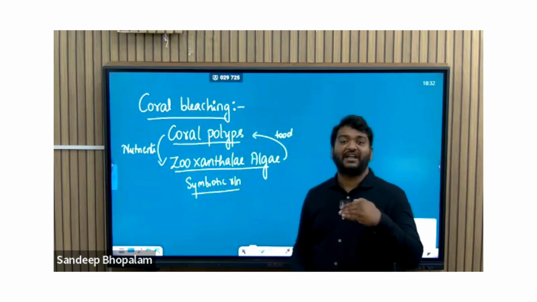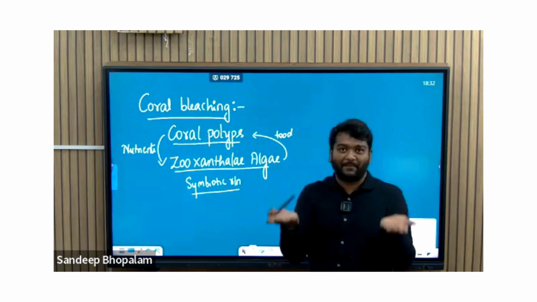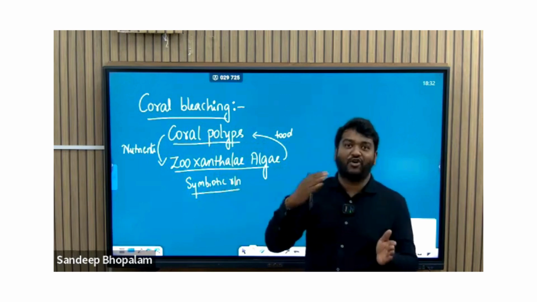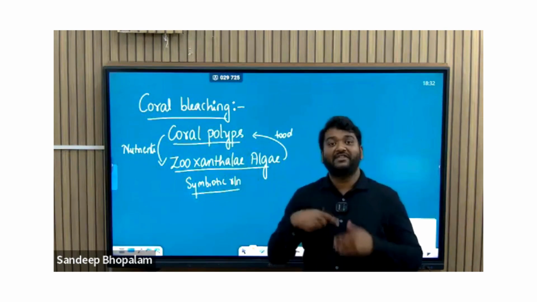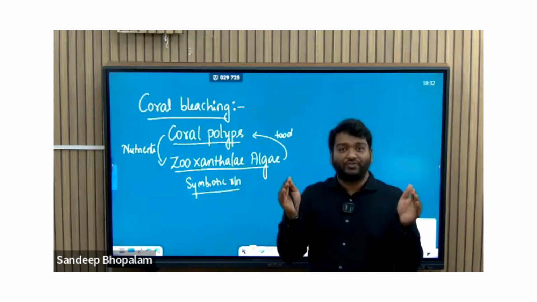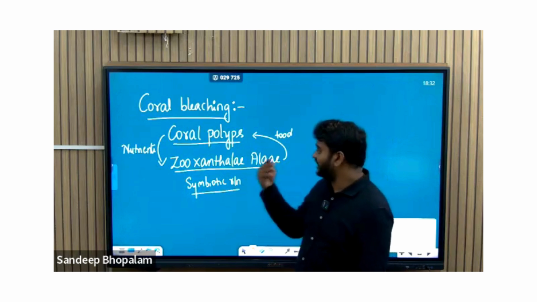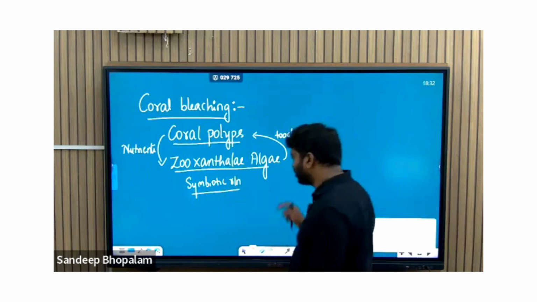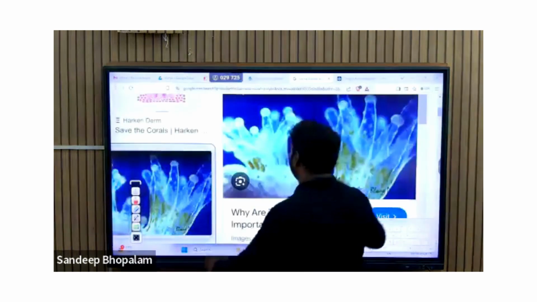This algae doesn't like high temperature. And as climate change is increasing, that is, temperatures are increasing, zooxanthellae algae is leaving coral polyps. The moment they leave, coral polyps also die. When they die, the pigmentation is removed, and once it is removed, it is very difficult to revive it. As most of them are dying, it has become a very important issue for us.